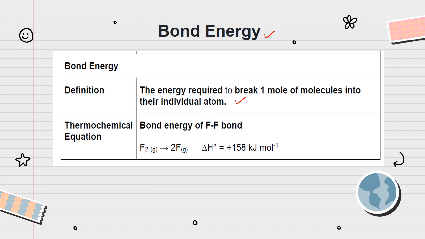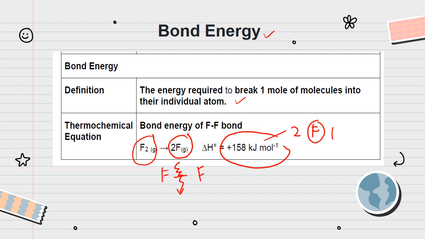Alright, so let's see the thermochemical equation. If you have a molecule F and F, the energy to break the bond between this FF is the bond energy. When you break this bond, you get 2 F atoms. So the bond energy here is positive 158 for 2 F atoms.